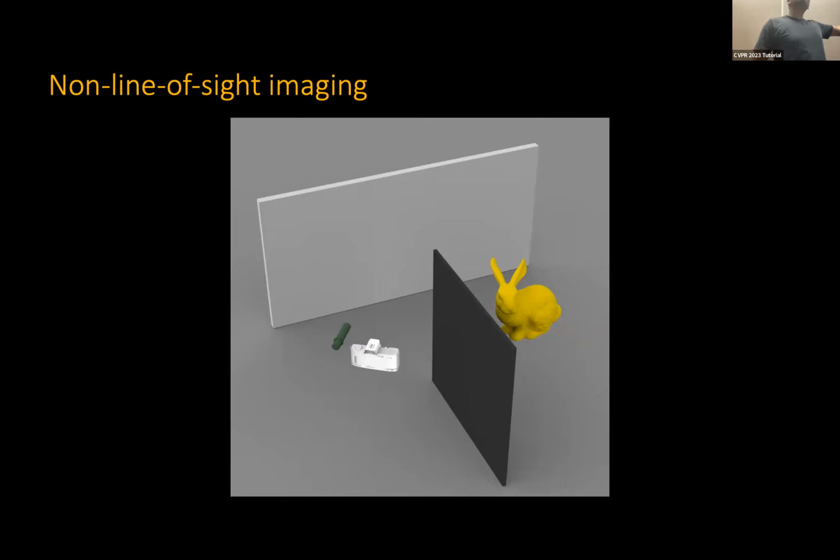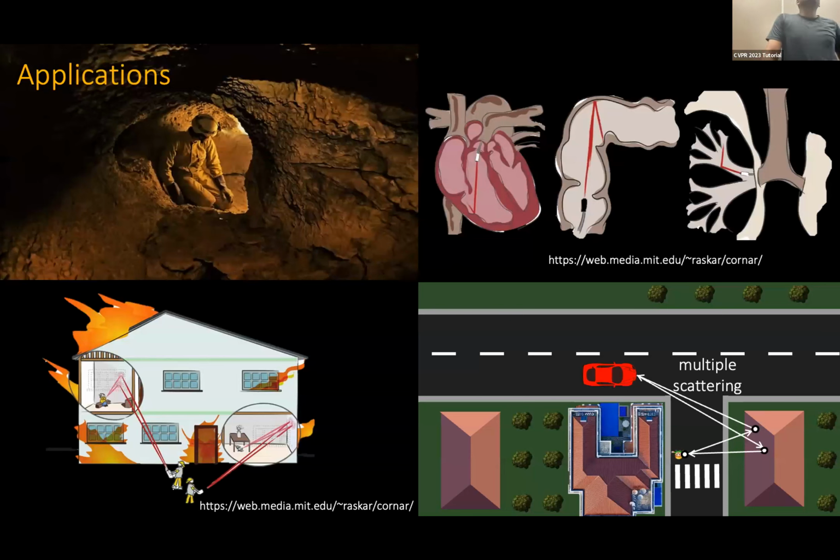But now we have a diffuse wall and we still want to look around the corner, beyond line of sight. We could think of several potential applications of non-line-of-sight imaging: cave exploration, medical applications, or locating survivors who are caught up in some unfortunate situation. There is no line of sight between the firefighters and the survivors, or in autonomous cars, where there might be a child around the corner in the blind spot of the car because of some other obstacles.